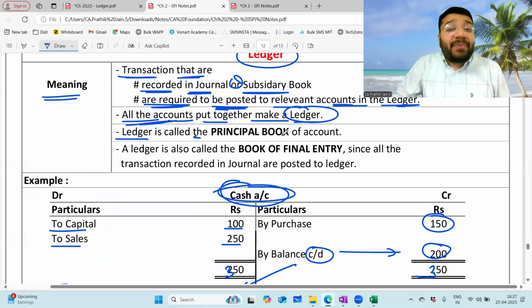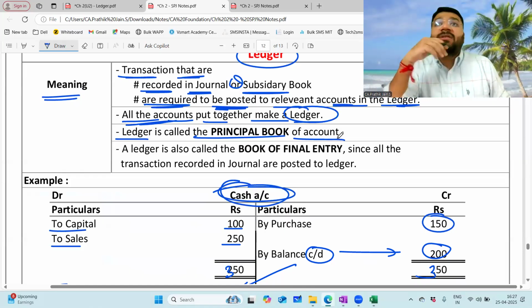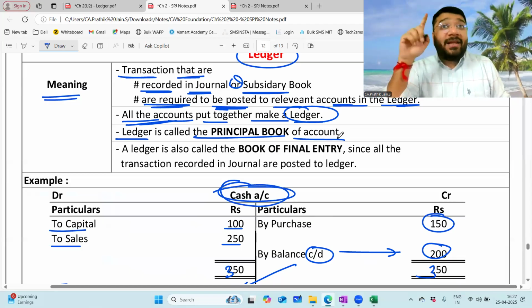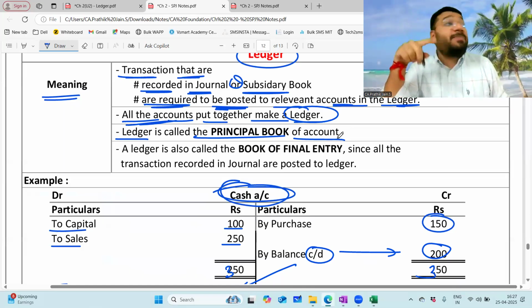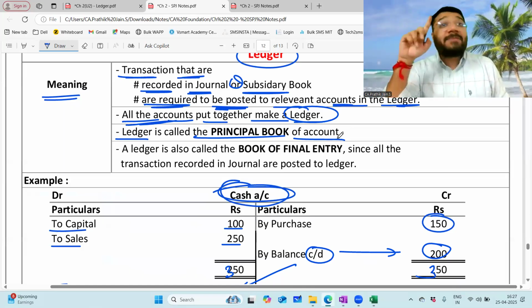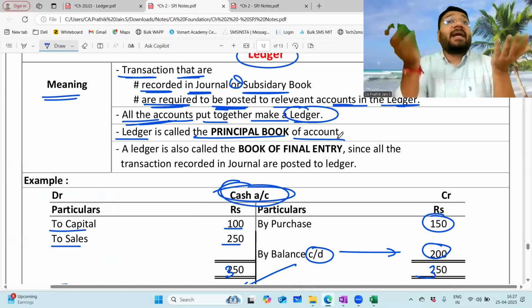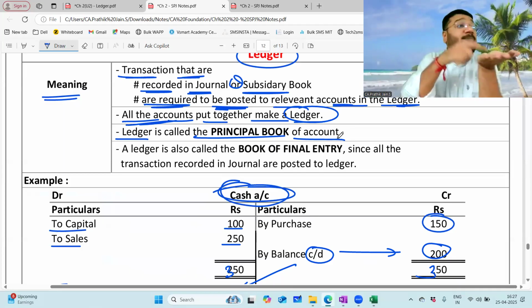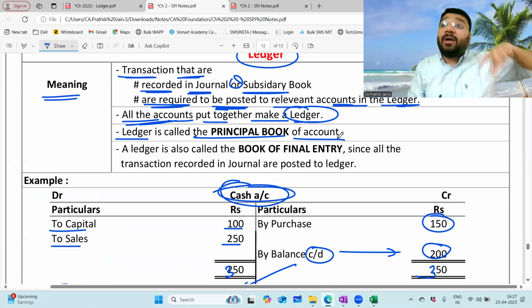Ledger is called the principal book of accounts. Journal also said the same thing? No, it is primary. This is principal. Don't get confused with P. Journal is primary, because what is primary? Primary, secondary means what? Primary is first, secondary is later. So the journal is the first place where the recording begins. That is where the word primary comes from.